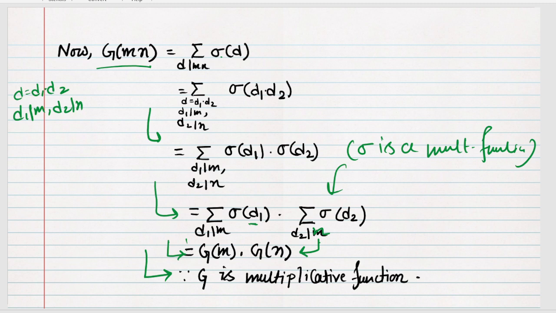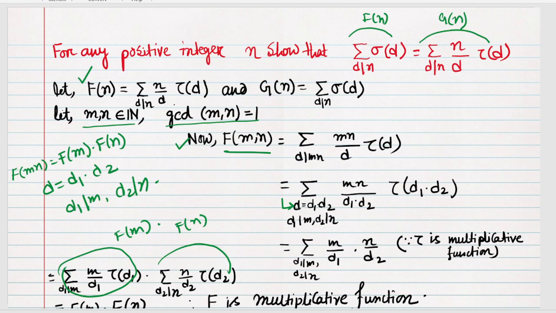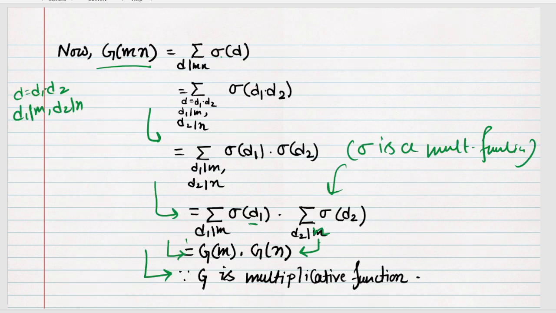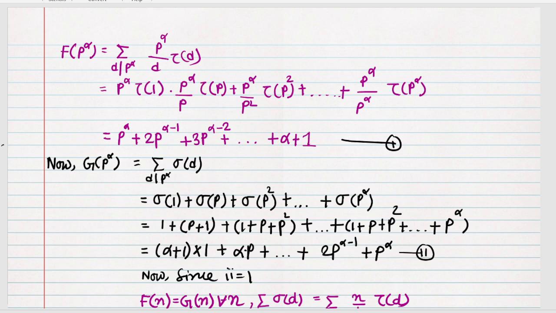If we look at the question, it asks us, for any positive integer n, to show that this side equals this side. Initially we showed that f of n and g of n are multiplicative. That means the sum of sigma of d and the sum of n by d tau of d are both multiplicative functions. Now we'll write n in the form p raised to the power alpha. Why do we write it in the form p raised to alpha? Because in our previous lecture we learned that any integer can be represented by p raised to alpha.